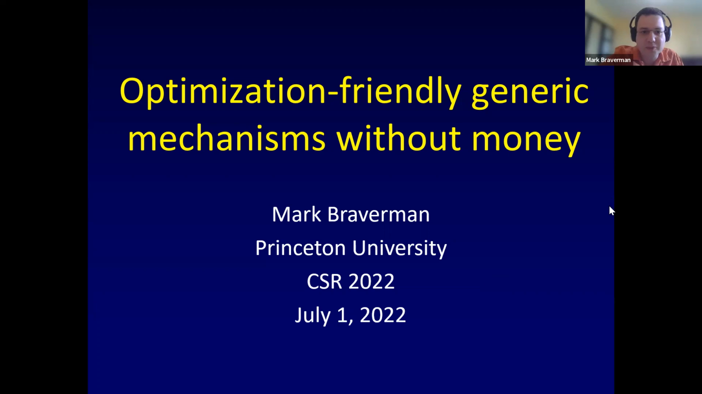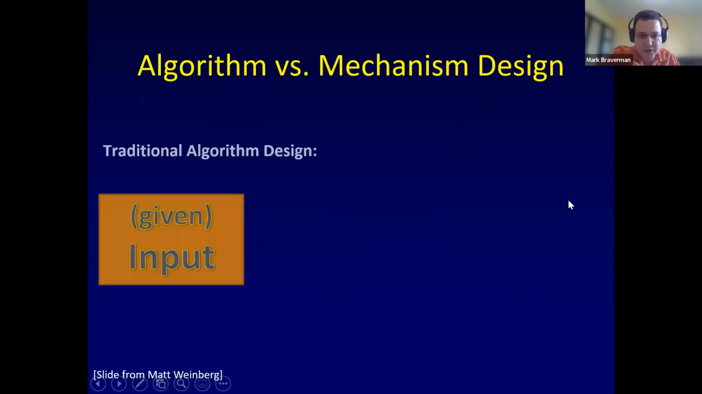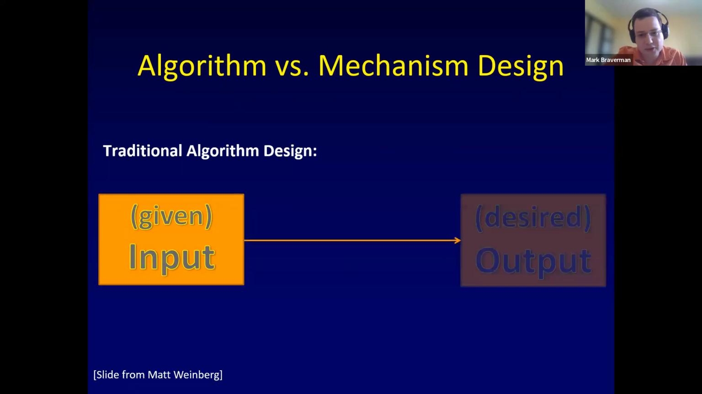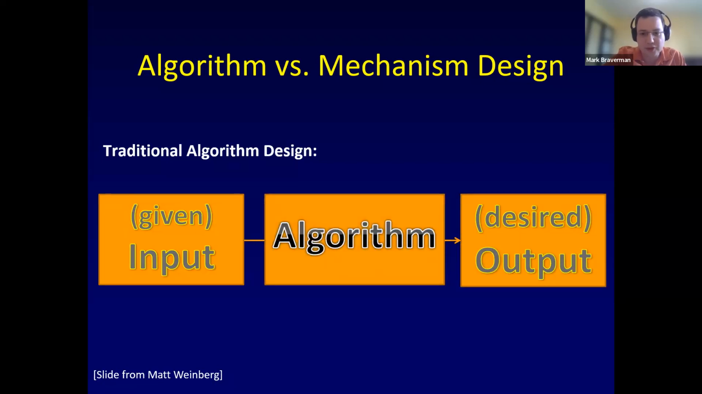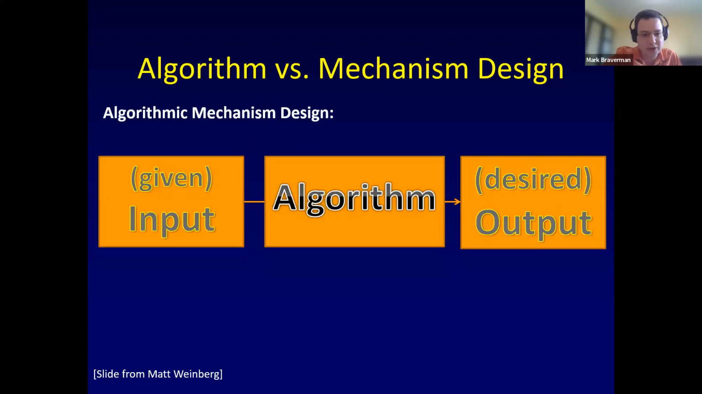So today I'll talk about optimization-friendly generic mechanism design without money. I'll introduce the general topic, which is mechanism design. So what is, at a high level, mechanism design? In traditional algorithm design, we have an input, we have an output, and the algorithm is supposed to get us from the input to the output.